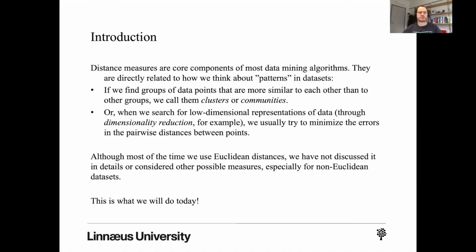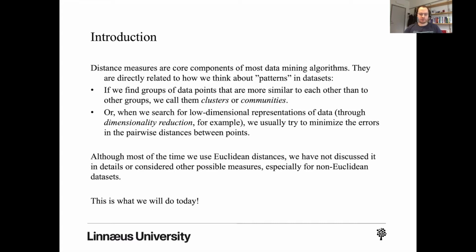And most of the time, we just assumed that Euclidean was the distance measure that we wanted to use, because it's natural to us to think of Euclidean distances. But we haven't really thought about other distances that are similar to it, and we also didn't think about data sets that are not Euclidean, or data sets that are not composed of vectors, where you can actually compute the Euclidean distances, right? And that's what we will do today.